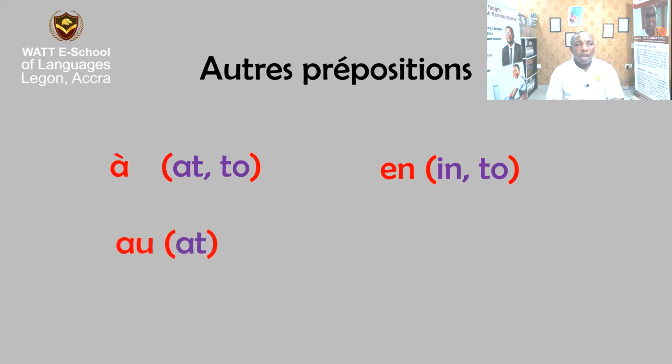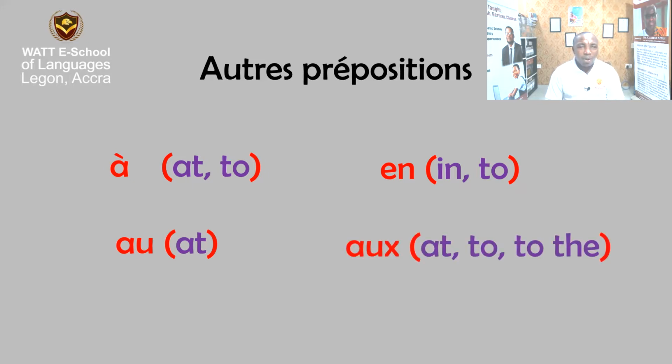Au: je vais au marché. It is the same as the first one, it can mean at or to. Aux, with an x at the end, is used for plural nouns, be it masculine or feminine. For example, je vais aux États-Unis d'Amérique. I am going to the United States of America. Because the United States is not only one state, it is plural, with an x.